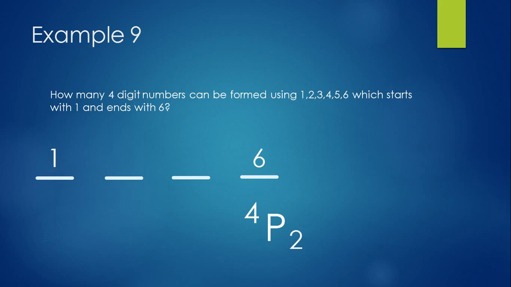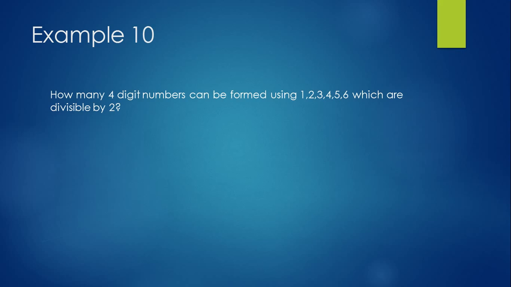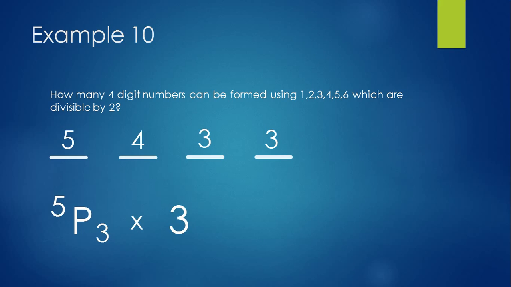How many 4-digit numbers can we form using 1, 2, 3, 4, 5, 6, which are divisible by 2? In this situation, there will be 4 positions. The last digit must be divisible by 2, so there will be 3 arrangements. And there will be 3 positions and 5 elements left because 1 element is used in the 4th position. So it will be 5P3 times 3, which is equal to 180 ways.